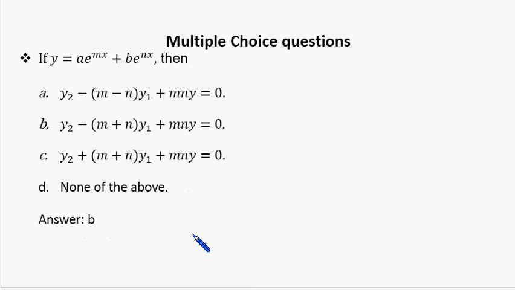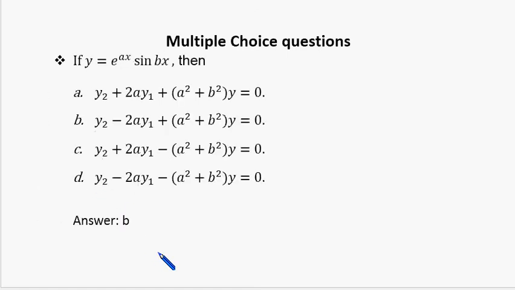So the next one, multiple choice. If y is equal to a into e power mx plus b into e power nx, then the first option is y2 minus (m minus 1) into y1 plus m into n into y is equal to 0. Option B, y suffix 2 minus (m plus n) into y1 plus m into n into y is equal to 0. Option C, y2 plus (m plus n) into y suffix 1 plus m into n into y is equal to 0. Option D is none of the above. So answer B is the answer here.